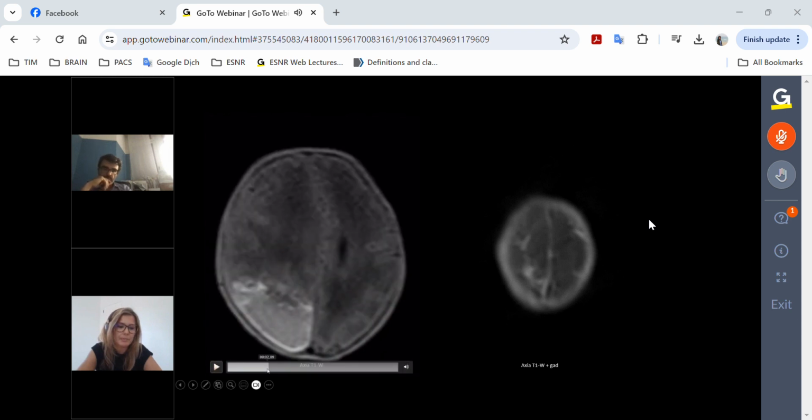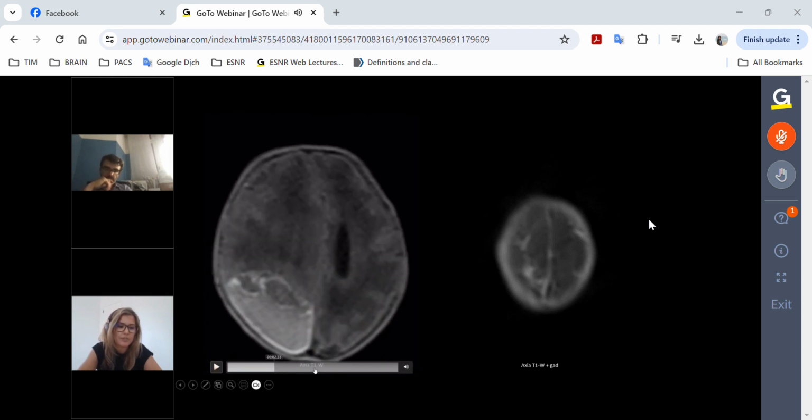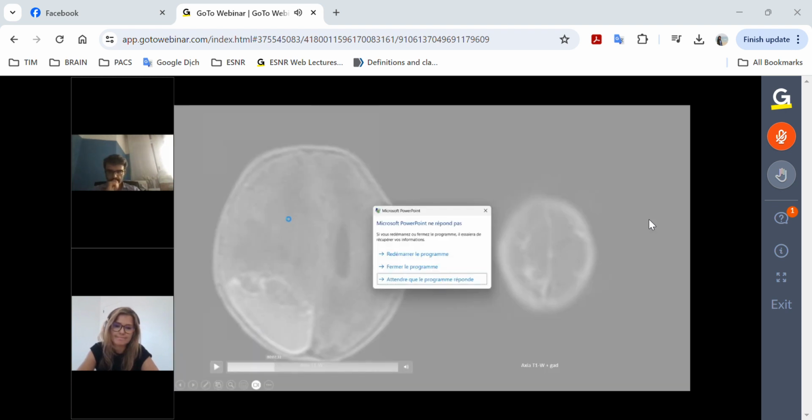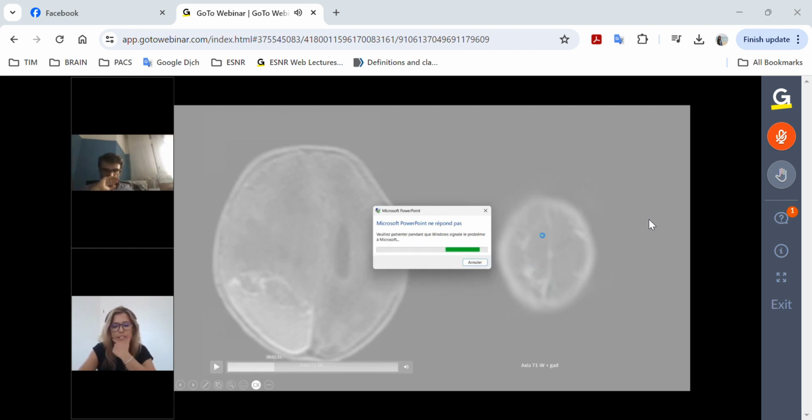So here, the T1 pre-contrast of the brain, where you can see that there is a... I'm sorry, it doesn't seem to work. PowerPoint doesn't want to work. I'm sorry about that. That's not good. There is apparently a technical issue. So sorry, I'll have to start again.